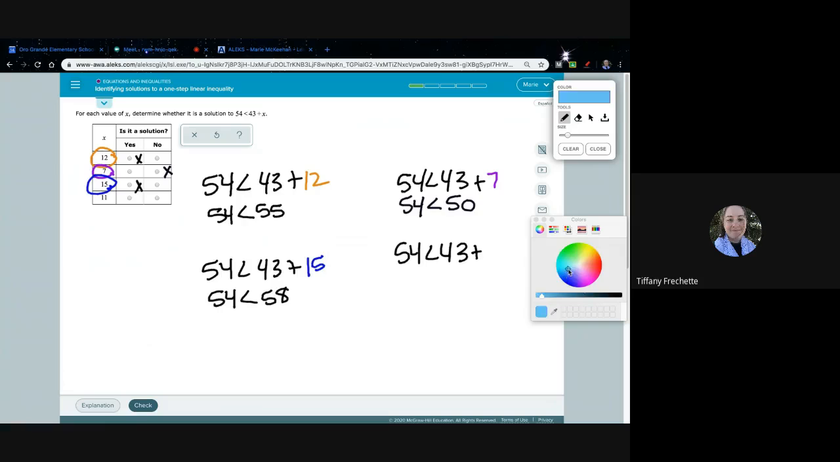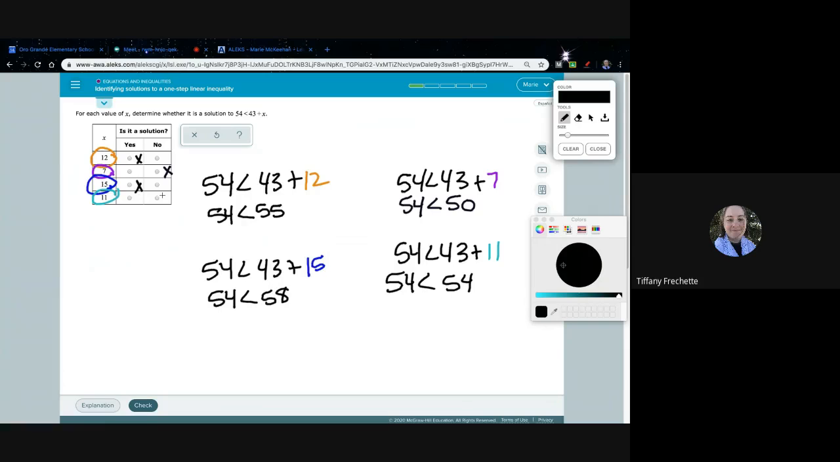All right, let's do this kind of blue, green. Don't know why it shot way over there. All right, so we'll have 11. And let's go ahead and work this last one out. We have 54 is less than, let's add these, we get 54. So 54 is less than 54.